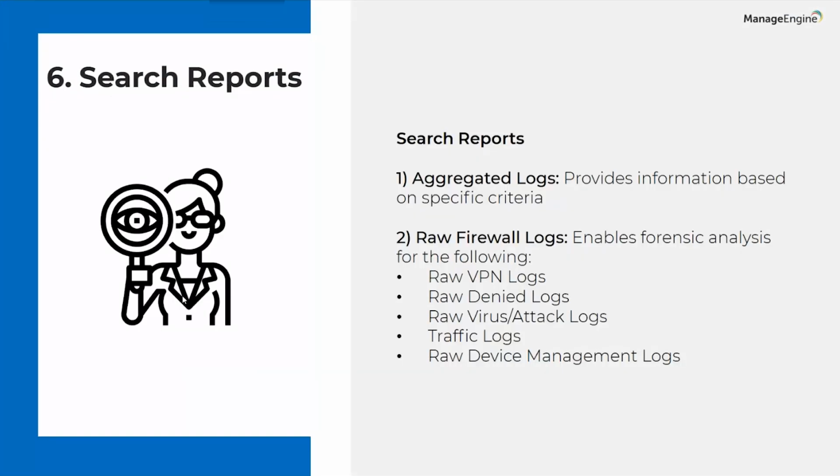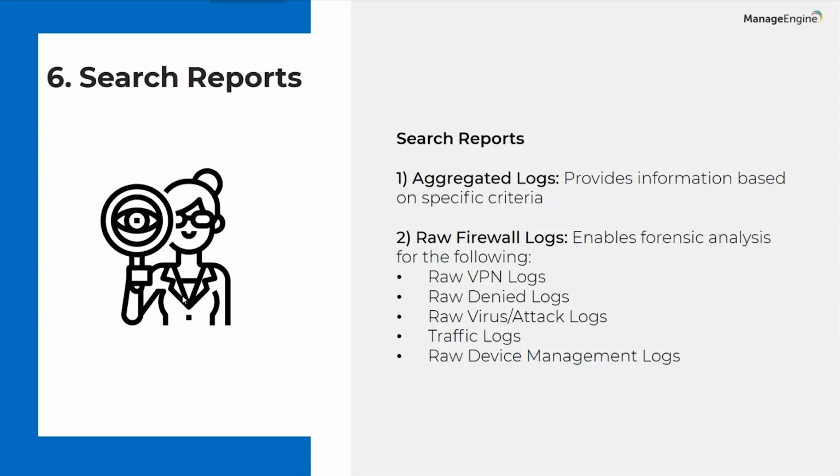Next we look at the search report. Firewall Analyzer has two types of searches. The first is the aggregated logs, which will provide information based on specific criteria over a period of time. The second one is a raw search. This will provide forensic log analysis with multiple activities.